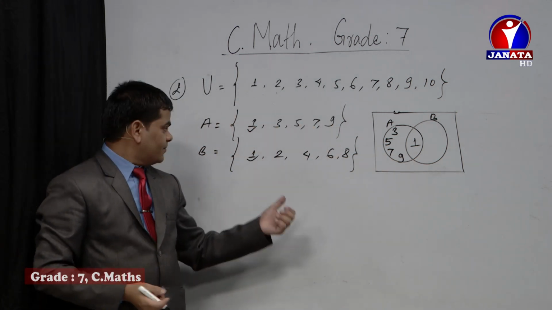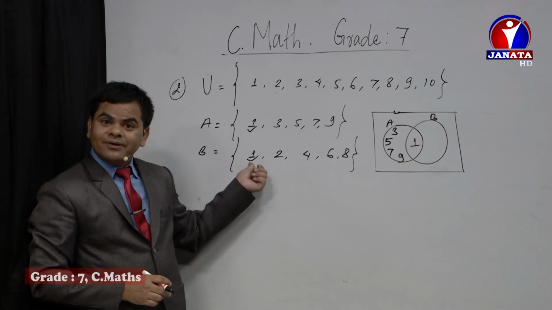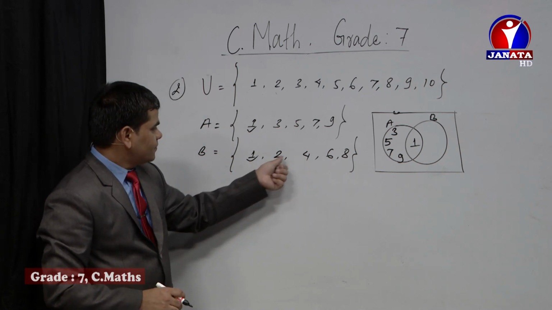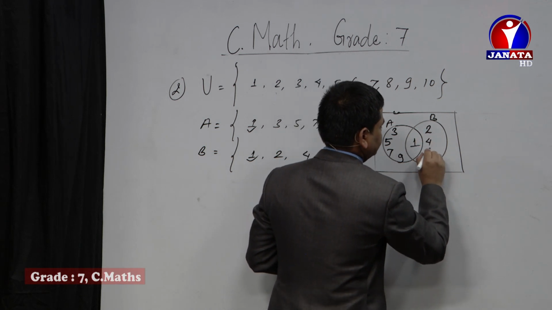Now is the turn of set B. 1 we have already kept. Now these remain: 2, 4, 6, 8.